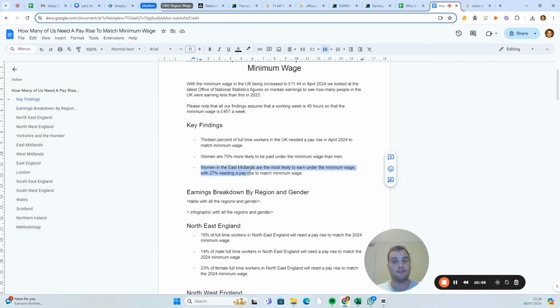Then the third key finding was just the lowest performing place and demographic. So women in the East Midlands are the most likely to earn under the minimum wage, with 27% needing a pay rise to match minimum wage.